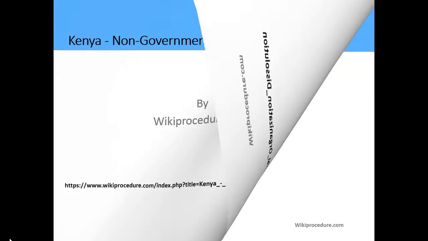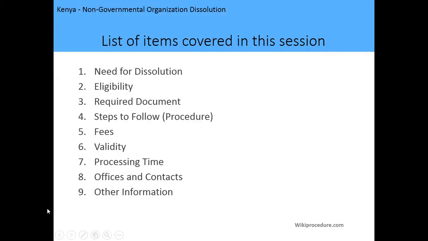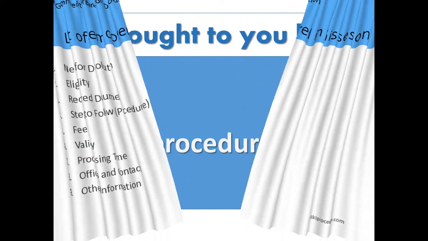The list of items which we are going to cover in this session include the need for dissolution, the eligibility criteria, the required documents, steps to follow while making the applications, the fees, the validity period, the processing time, office location and contact information, and any other information that we may find relevant on how to apply for this NGO dissolution in Kenya. So welcome to our presentation, which is brought to you by wikiprocedure.com.